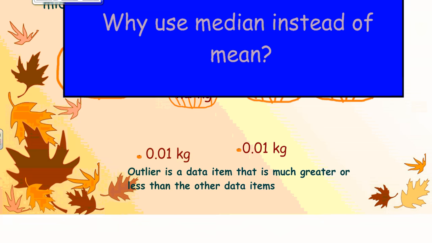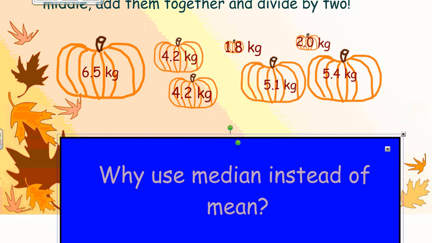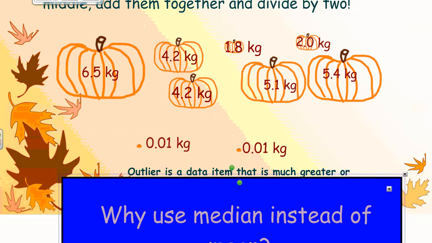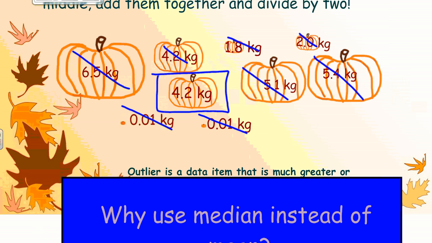An outlier is a data item that is much greater or less than other data items, like these we can see here. Now we're ready to look at the rest of the numbers. I'm going to pull these two outliers in, and we're going to order them from least to greatest and find the median. Go ahead and do it on your own. Did you find the median? That's right, it should be 4 2/10 kilograms. Good work. Let's check out some others.